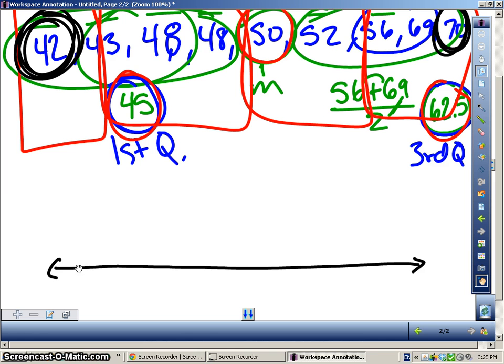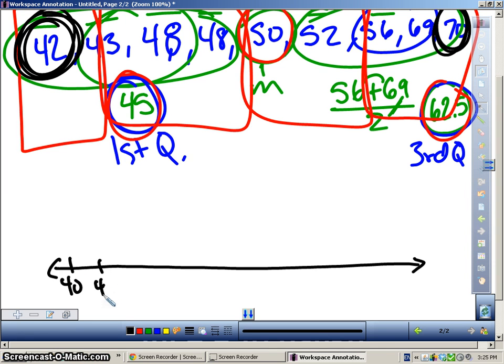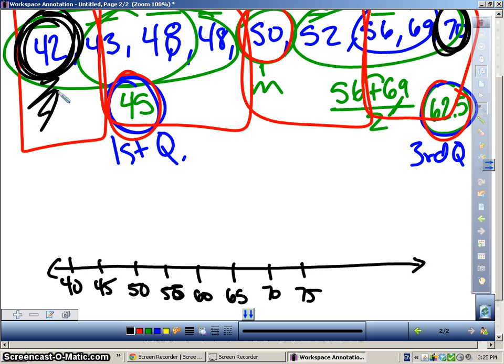Looks like I'm going to go by 5s probably. So I'll go 40 and I'll go by 5s and see if I can't cover the whole range of my data. That way when I go to graph it, everything will fit nicely on there. Okay, so it looks like I made mine a little tight, but that's okay. Alright, so my first order of business is to put that smallest number on my graph. I put everything up above here so that we don't get it confused with our number line. 42 falls right about there.